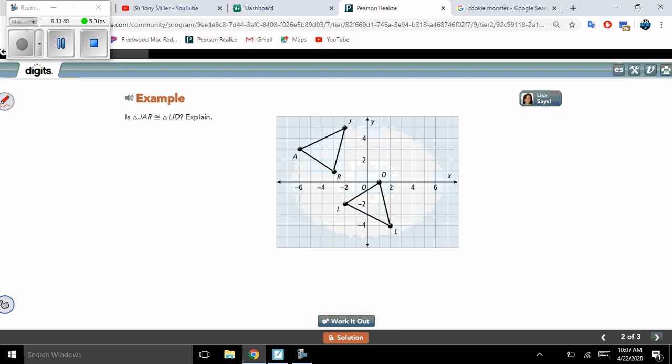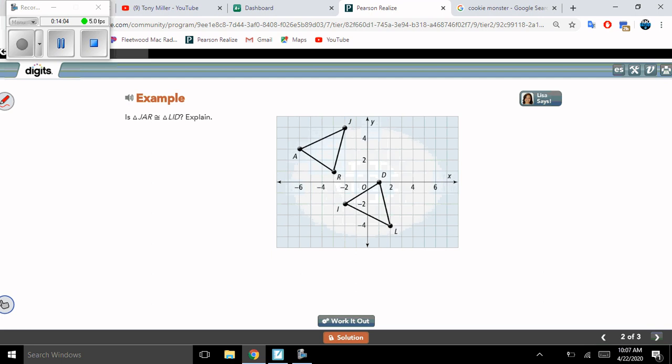So if you could, again, the easiest thing to do would be actually to cut these out on a piece of paper, and if one lands right on top of the other one, boom, you got your answer. Unfortunately, in this scenario, we don't have that option. So we have to look for 2 things that we can do to line things up.